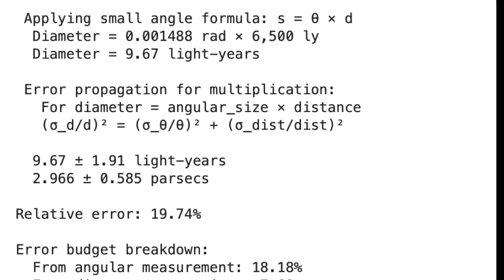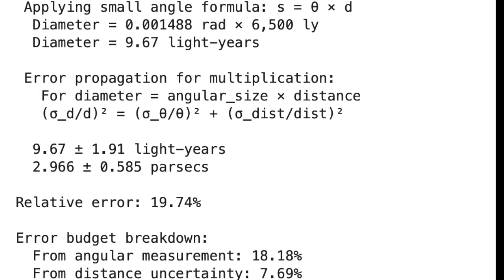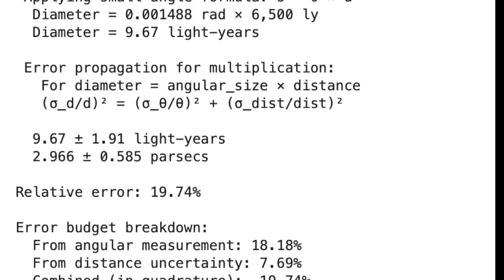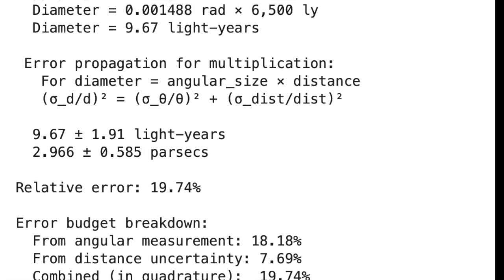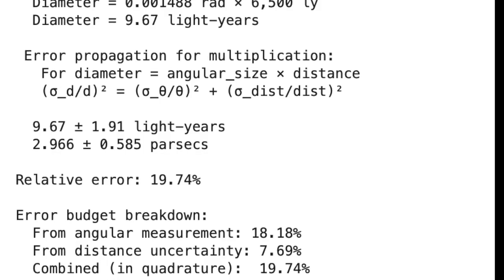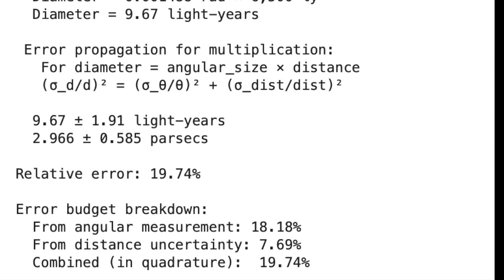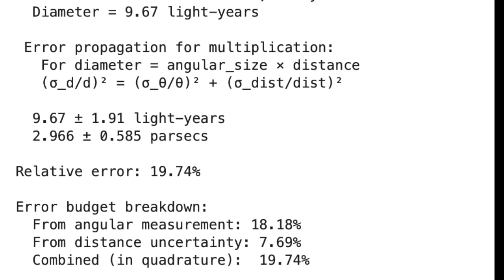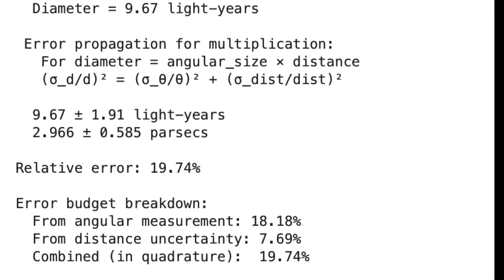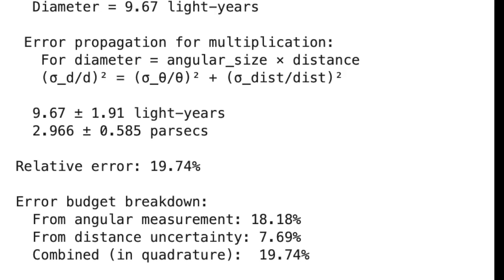Now, the error propagation. For multiplication, relative errors add in quadrature. So 18% from our angle, 8% from distance, combined gives us about 20%, 9.68 plus or minus 1.91 light years. The distance uncertainty we talked about earlier, it's now baked into our answer, and we really can't escape it.